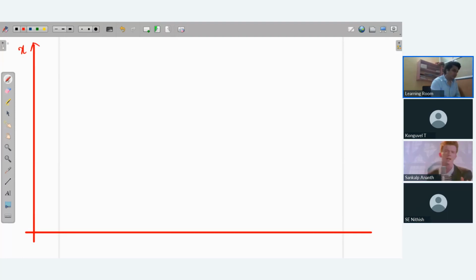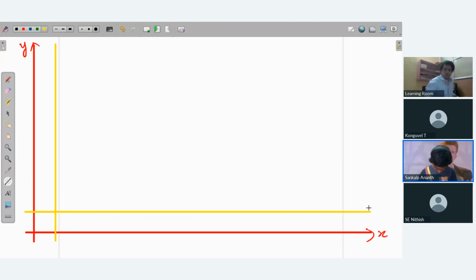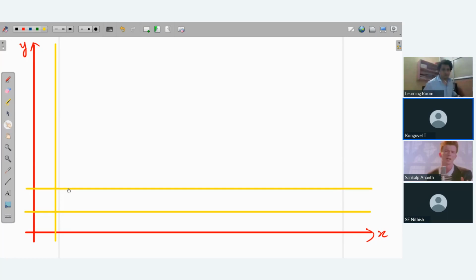So this is x. This is y axis. This is x axis. Oh, there are so many papers online. We could have finished drawing the graph before now. I'm listening to his idea. Am I audible? Yeah, you are always audible. That's the problem.